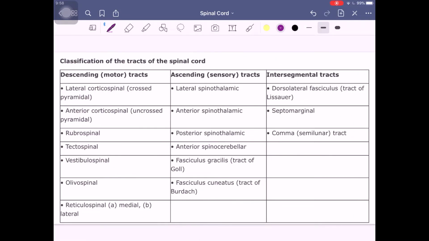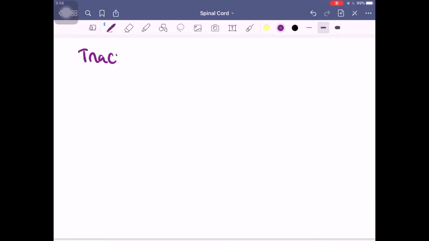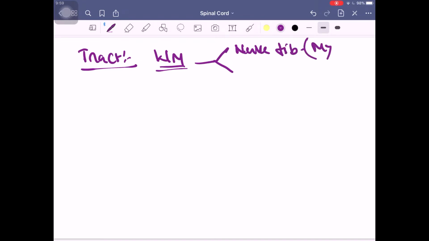Now this is the classification of the tracts which are present in the spinal cord. So what do you understand by a tract, by the literal meaning of a tract? A tract is defined as a collection of nerve fibers. So let me put a separate page for this: the definition of a tract. Tract means white matter should come to your mind. When you say white matter, what should come to your brain? Nerve fibers, which are mostly myelinated nerve fibers. This is what should come to your mind whenever we say white matter.